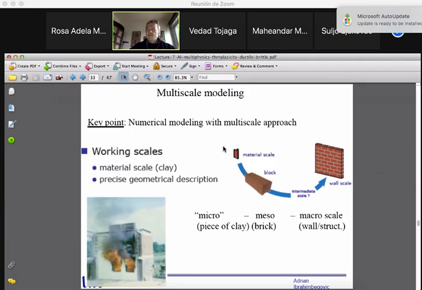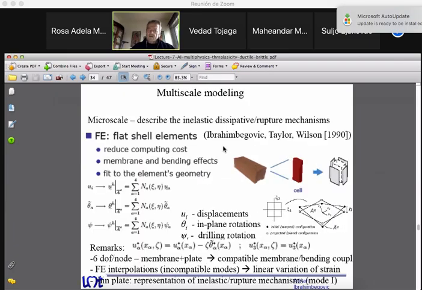So basically, this way, you have to be able to couple the membrane action in these transverse separations in the block, and the bending action in these longitudinal separations between different holes in the block. So this was done by using a flat shell element. This was a paper that I wrote a long time ago when I was doing a postdoc after my thesis with my advisors, Bob Taylor and Deb Wilson. I think among my papers, this is probably one of the most highly cited.